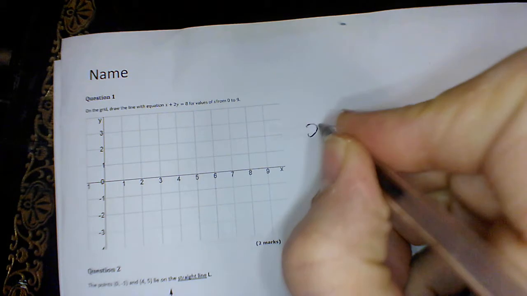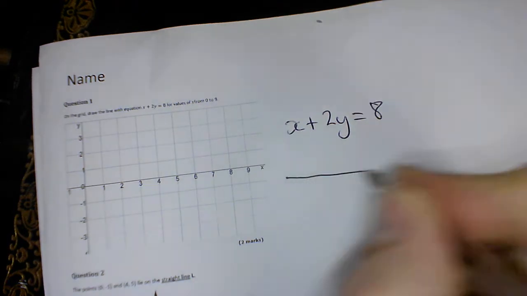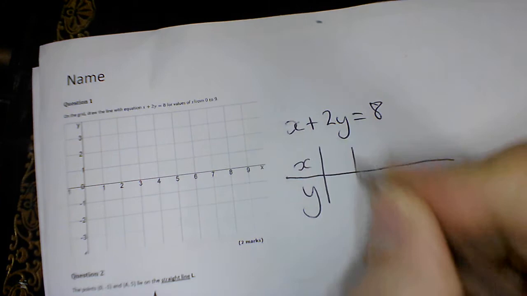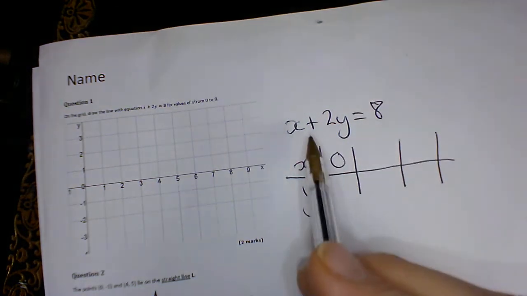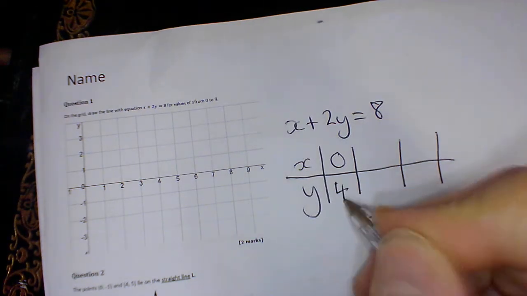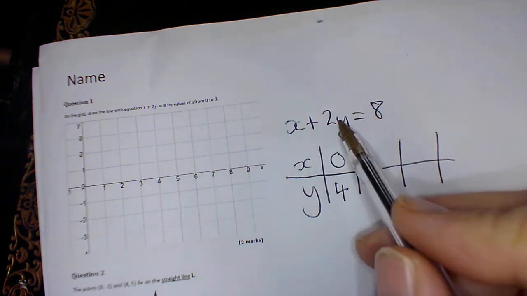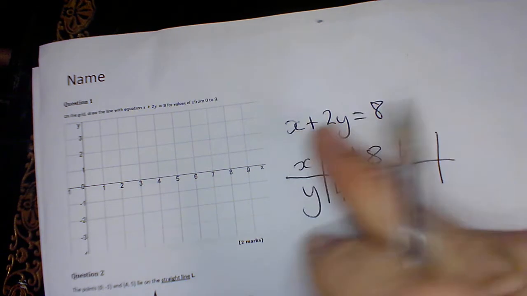So number one, we have x plus 2y equals 8, and we just have to plot it. So let's make some coordinates. If x is 0, then 2y equals 8, so y has to be 4. What about if y is 0? Well, x will have to be 8, because 8 add 0 is 8.